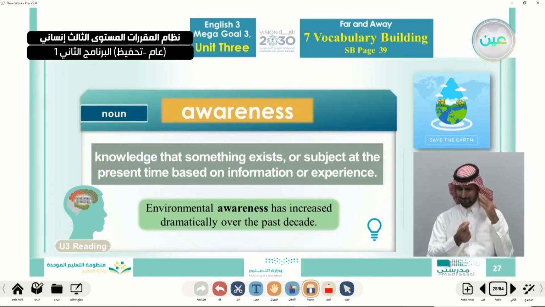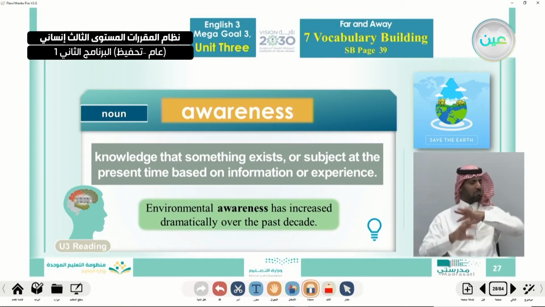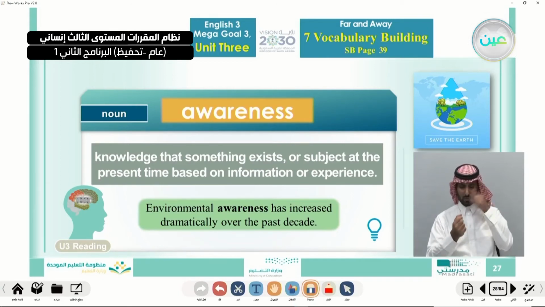Awareness. Awareness. Aware is an adjective. When you want to make it a noun, you add this suffix. We say awareness. Knowledge that something exists, or knowledge of a subject at the present time based on information or experience. الوعي. Look at the example. Environmental awareness has increased dramatically over the past decade. الحمد لله. Especially here in our country, people started to realize how important the natural resources are, and they started to be educated, to learn, and to be wise enough to protect it and to be good citizens.